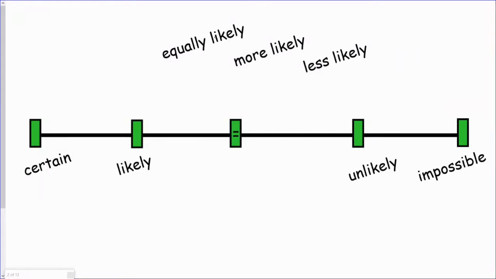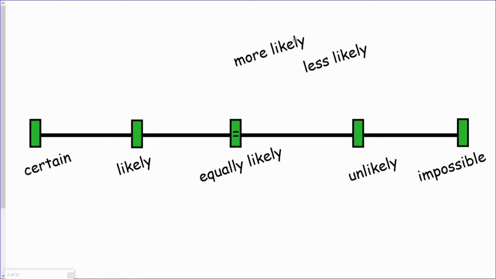Then another term we need to know is equally likely, and that's in our work today. Equally likely means it's an exactly equal chance. We really don't know if it's unlikely or likely. There's an equal chance it could happen or not happen.